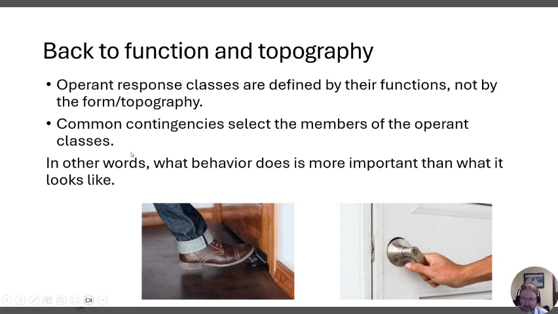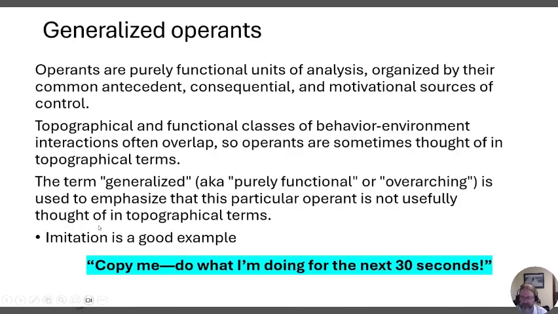And so this brings us back to that original topic we had about the difference between function and topography. When we're talking about operants, the operant response classes are going to be defined by their functions, not necessarily by the specific form or topography. Anything that has the same contingency, where the same response leads to the same outcome, is going to be considered part of the same operant class. In other words, what behavior does functionally is more important than what it looks like.